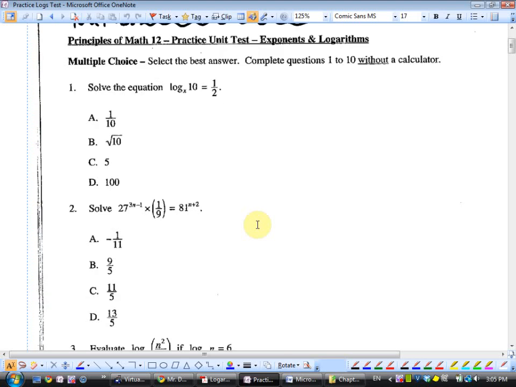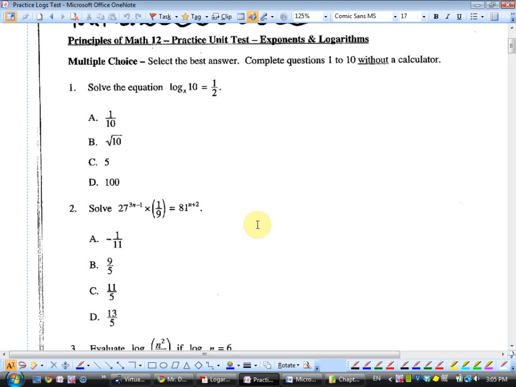Number one. By the way, we should be able to do numbers 1 through 10 without a calculator, so we're going to try to. Where is the x sitting in number 1? It's in the base. When the x is either in the base or inside the logarithm, what's our strategy? If we know 1, we know both. That's our strategy.